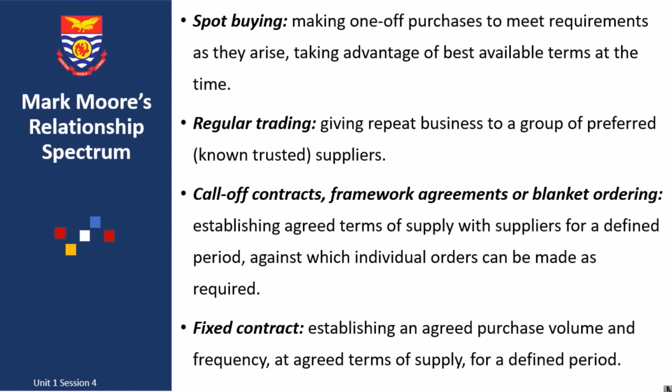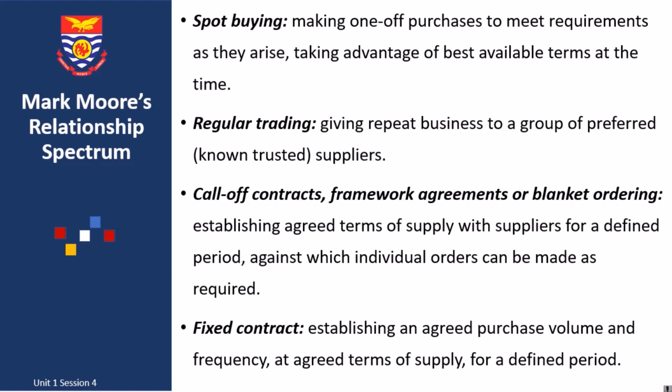Then another relationship spectrum is by McMoore, who offers purchasing approaches depending on the nature of relationships that exist between buyers and suppliers. So we have spot buying, which is characterized by making one-off purchases to meet requirements as and when they arise. This is characterized by adversarial types of relationships where there is disregard of the level of interaction between parties. Then we move on to regular trading, which is the process of giving repeat business to a group of preferred or trusted known suppliers, and is characterized by some degree of collaboration.